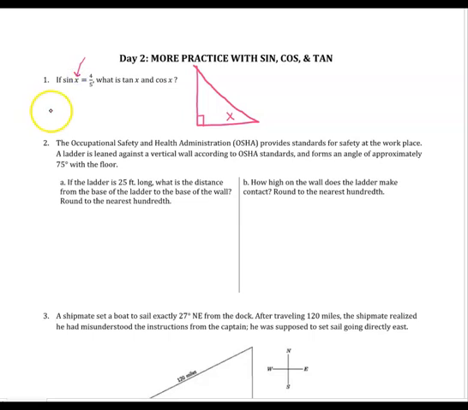Now, when I tell you a sine, I'm telling you an opposite over a hypotenuse because of what we know about SOHCAHTOA. Those are our ratios. So that means from our angle, the opposite side must be 4. The hypotenuse, which is opposite the 90-degree angle, it's our largest side, must be 5.